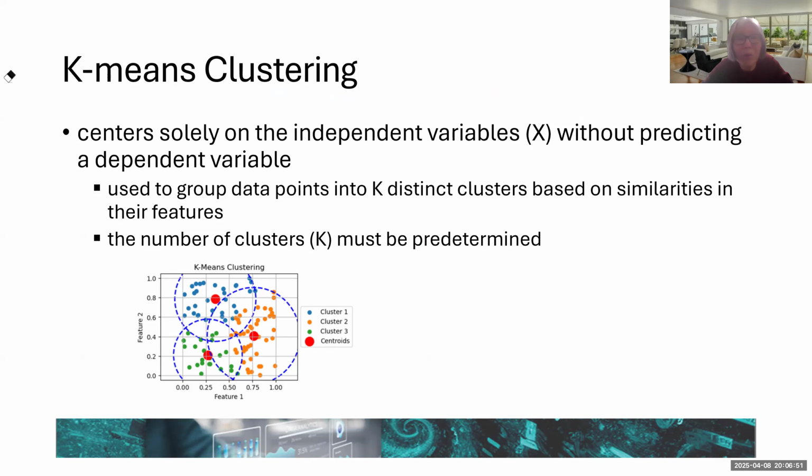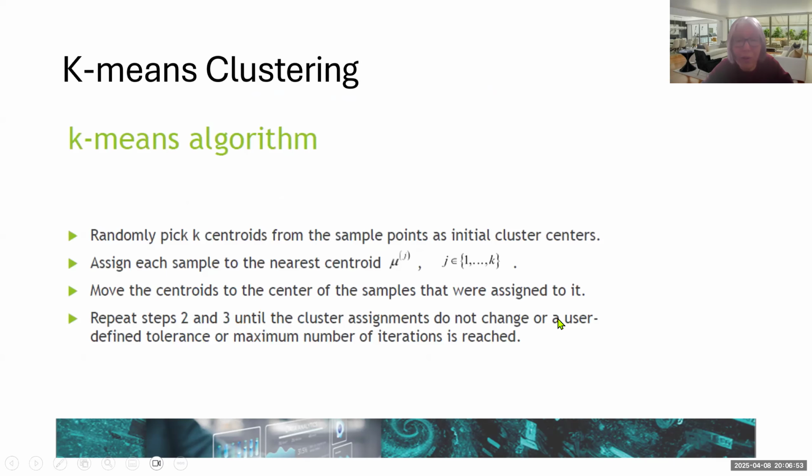It's quite useful, the k-means clustering. So how does it work? It's pretty straightforward, as we can see. You randomly pick the centroids. You have all of these sample points, then you pick K central points.